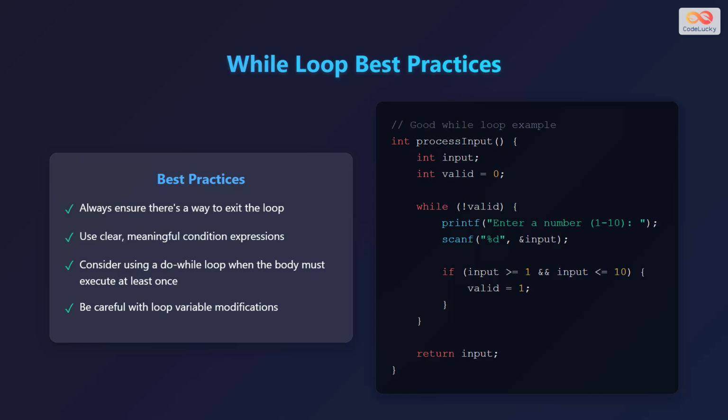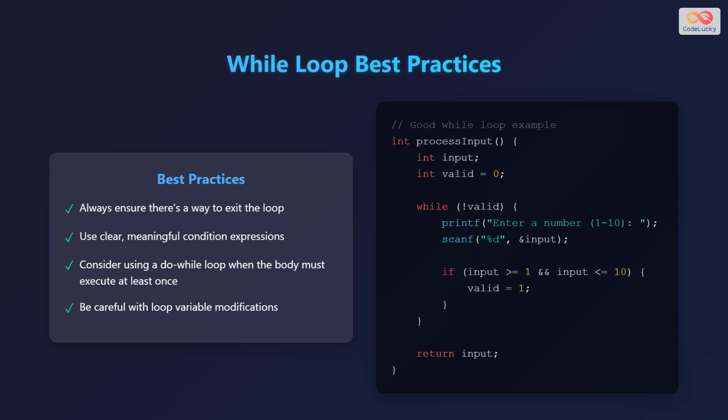Thirdly, consider using a do-while loop when the loop body must execute at least once. A do-while loop is similar to a while loop, but it guarantees that the code block is executed at least once before checking the condition. Lastly, be careful with loop variable modifications. Ensure that the loop variables are updated correctly to avoid unexpected behavior or infinite loops.